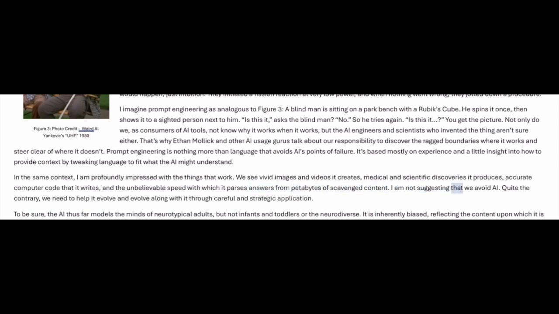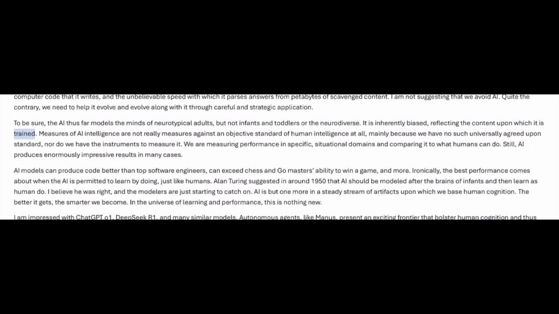I am not suggesting that we avoid AI. Quite the contrary, we need to help it evolve and evolve along with it through careful and strategic application. To be sure, the AI thus far models the minds of neurotypical adults, but not infants and toddlers or the neurodiverse. It is inherently biased, reflecting the content upon which it is trained.